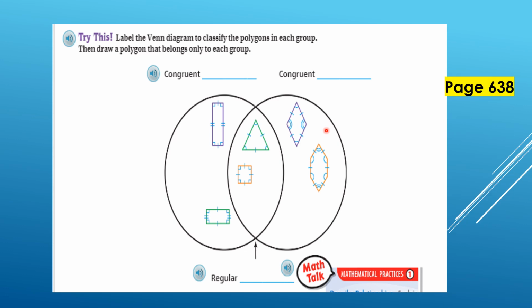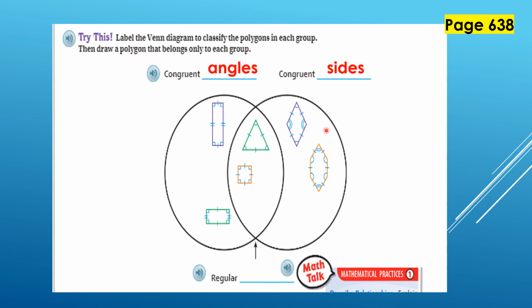Excellent. They have congruent sides on this shape. Can you see the marking? Very good. And on the other side, they have congruent angles. How do you know? Because the marking for the angles are the same. So this is what makes these shapes different than these shapes. These shapes have congruent sides and these shapes have congruent angles.